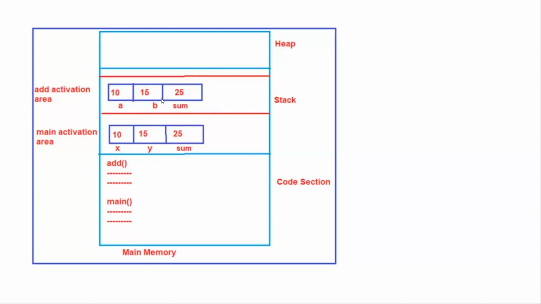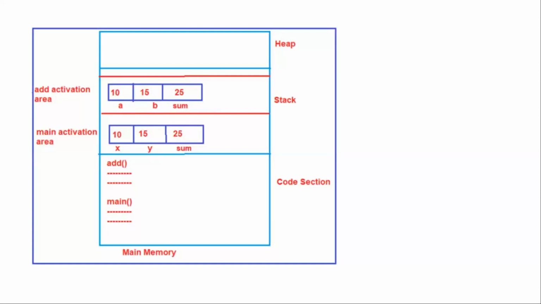Okay, it's very important, guys. It's an important interview question. Call by value: the value from the main method is passed to the function, and it creates its own copy of the variables in memory.